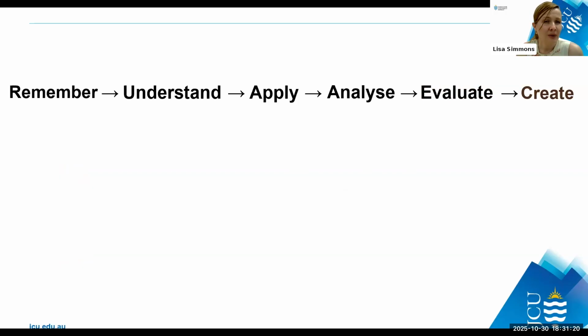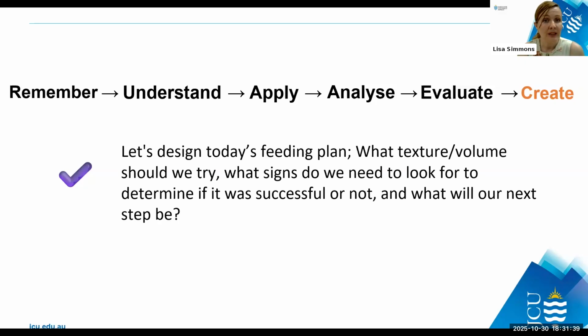To achieve the goal of creating, you want your learner to design something new based on the patient's unique circumstances. Asking the learner to create is quite a complex task, so you may need to offer a layered question. A good question might look like, design today's feeding plan. What texture and volume should we try? What signs do we need to look for to determine if it was safe or not? Or what will our next step be?